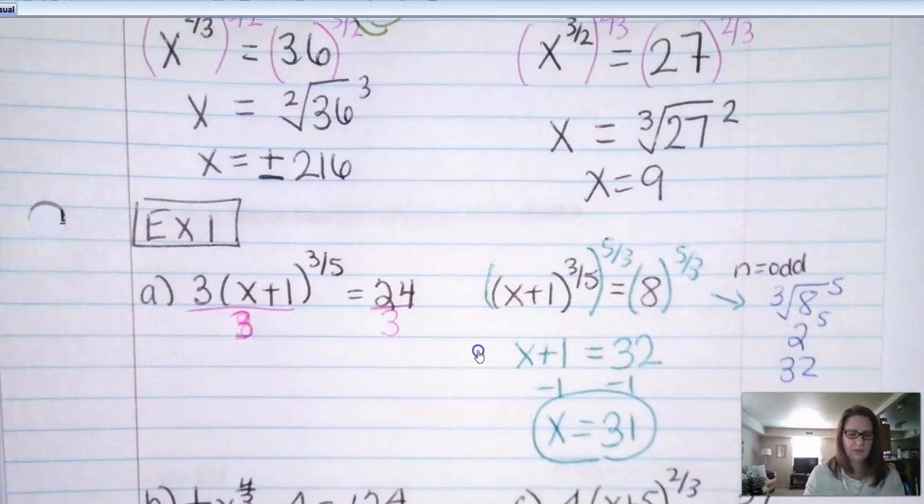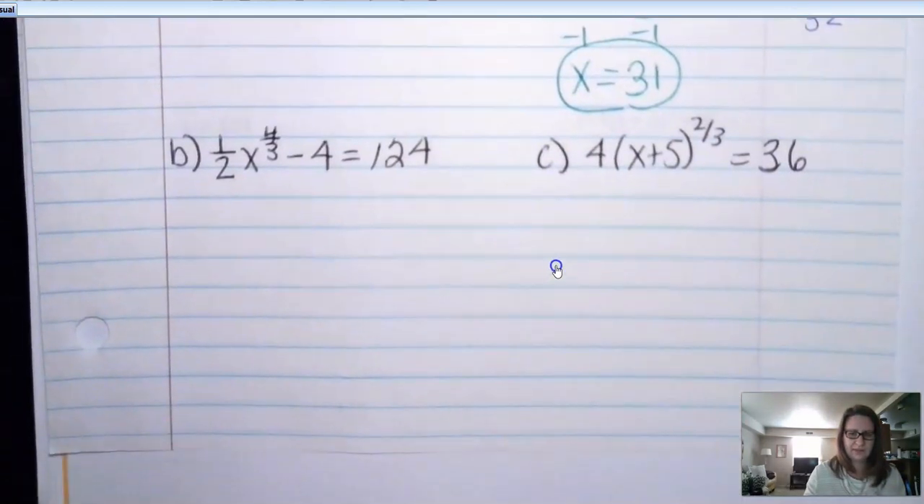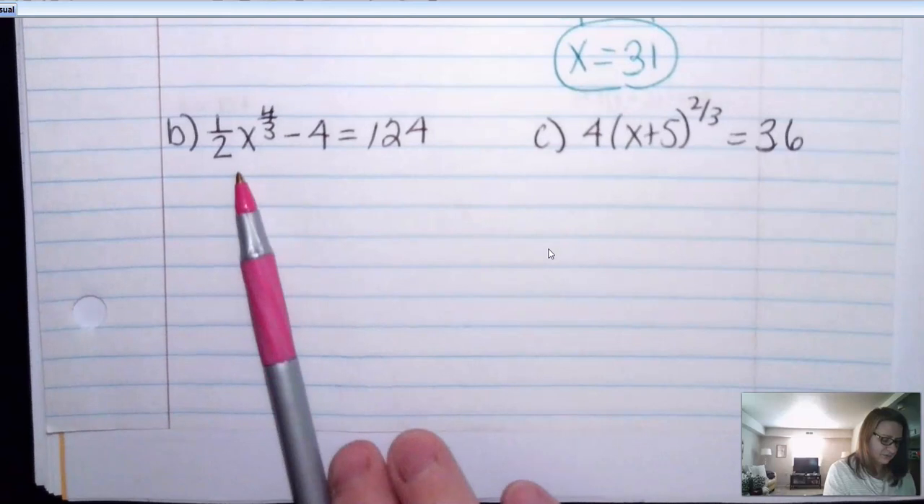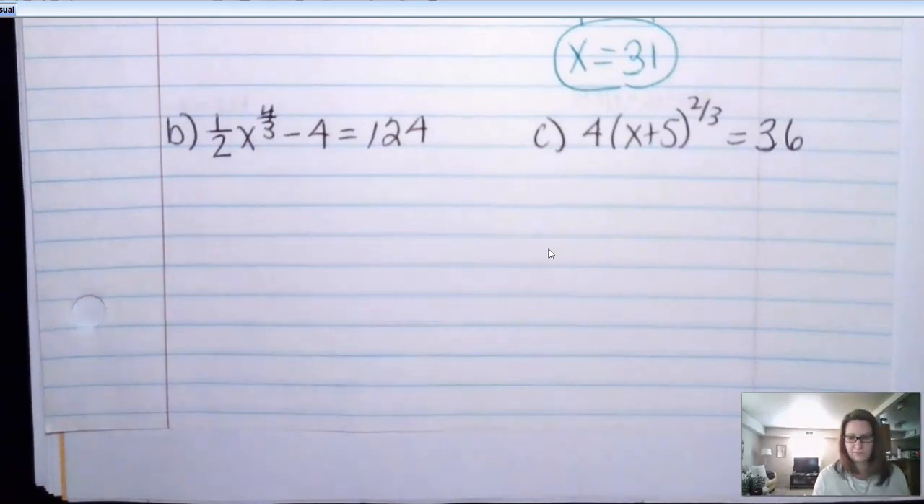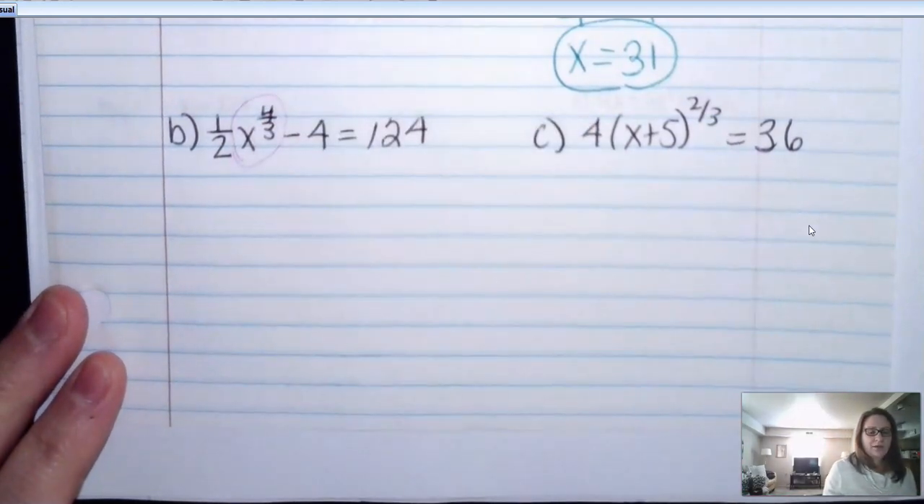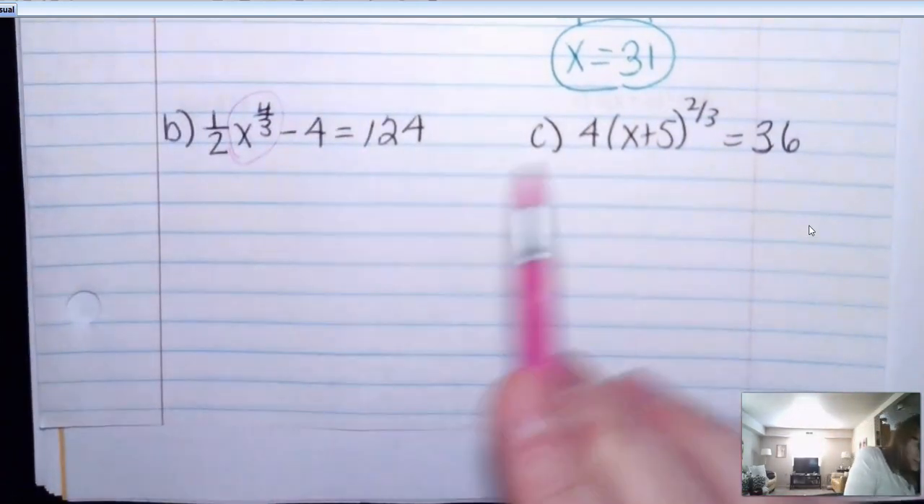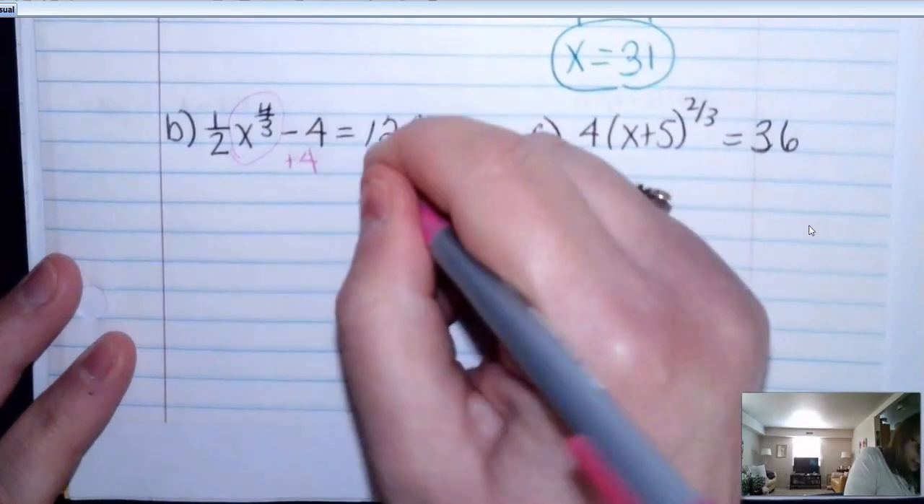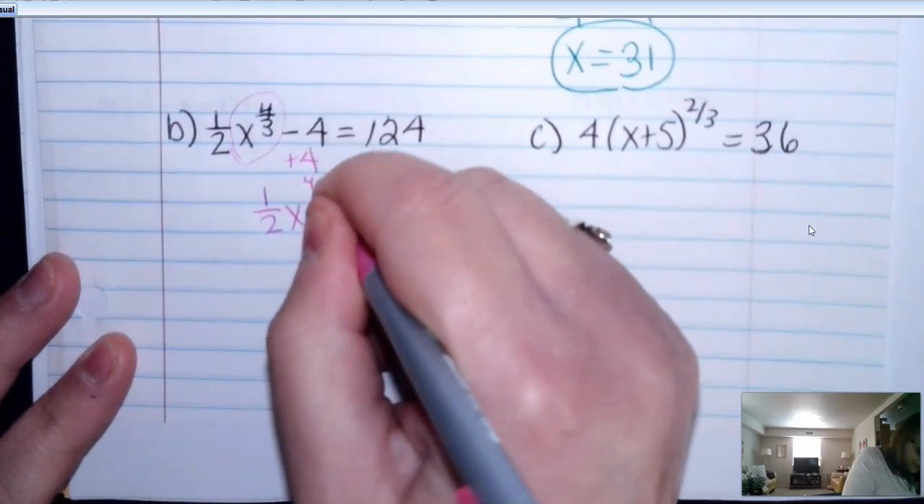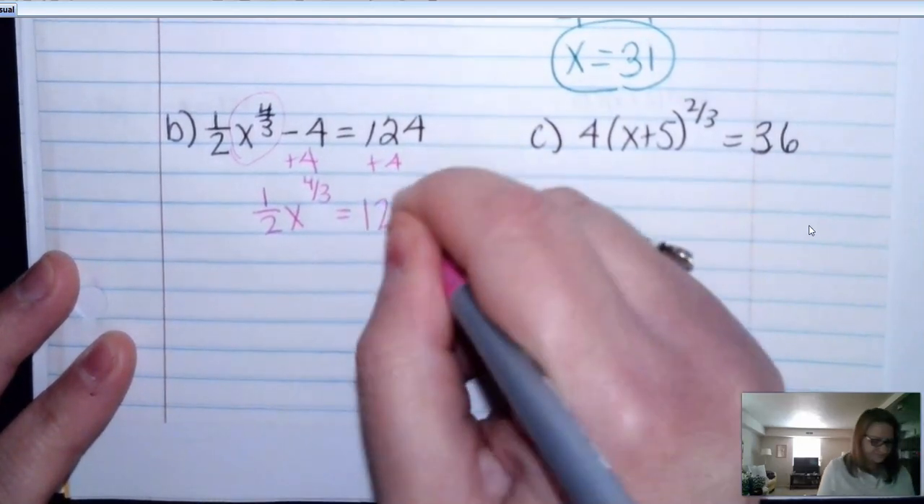All right, now a couple different examples here. This is at the bottom of your page. So here I've got, again, 1/2 x to the 4/3 minus 4 equals 124. First thing you want to do is isolate where you have the radical exponent, or rational exponent, excuse me. So I'm going to get this by itself. All right, now I've got this minus 4, so I'm just going to get rid of the 4 by adding that there. I'm going to get 1/2 x to the 4/3 power is equal to 128.